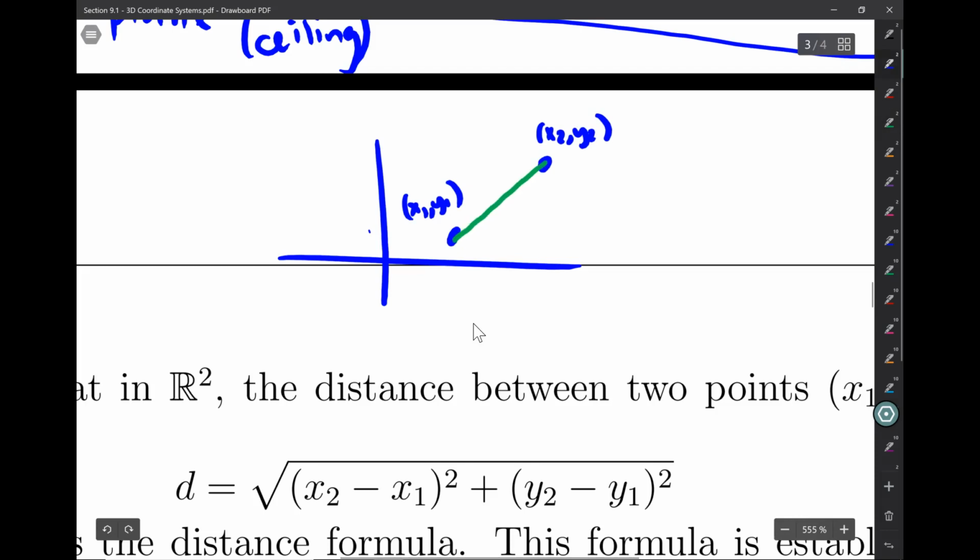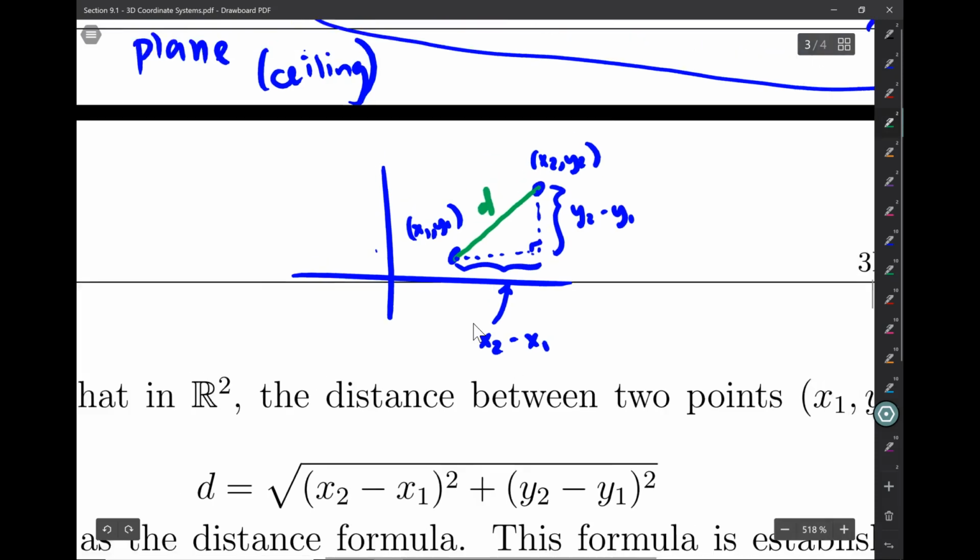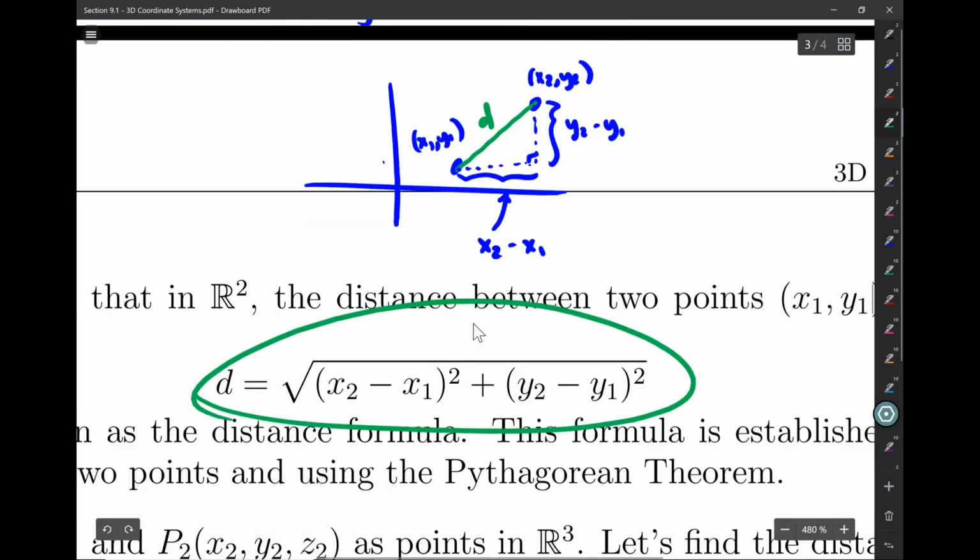is we just create a right triangle, right? Because the axes meet at 90 degrees, so I can construct a right triangle here. Notice that this length would be the change in x's, x2 minus x1. And this length would be the change in y's, y2 minus y1. So you get that this side squared plus this side squared equals this length, which we were calling d, squared. And you just square root both sides, and voila, you get your nice distance formula.